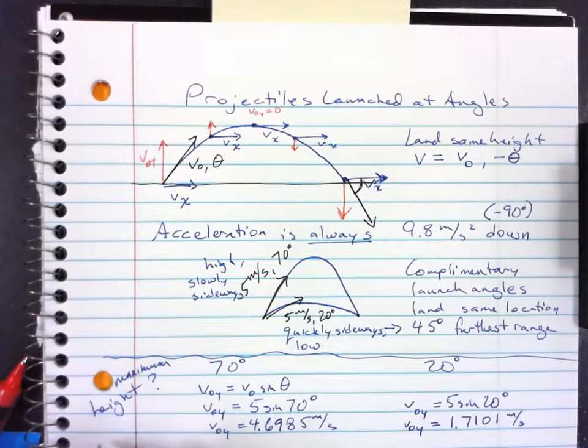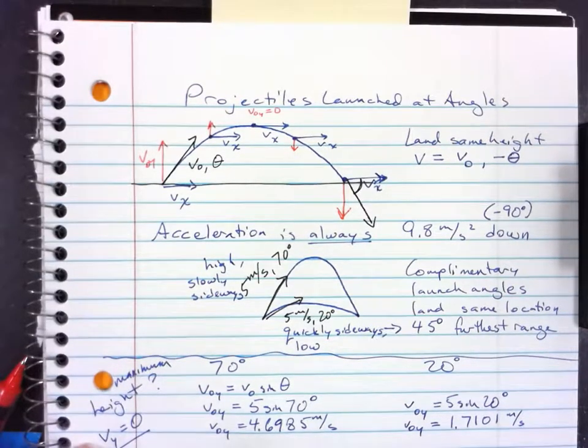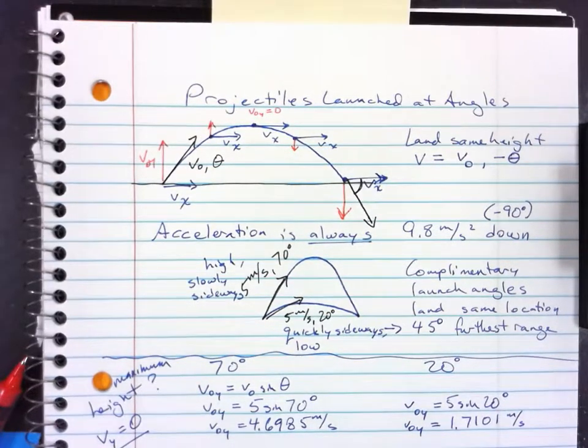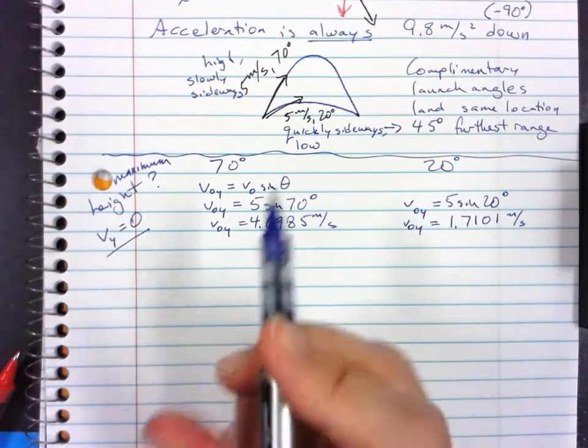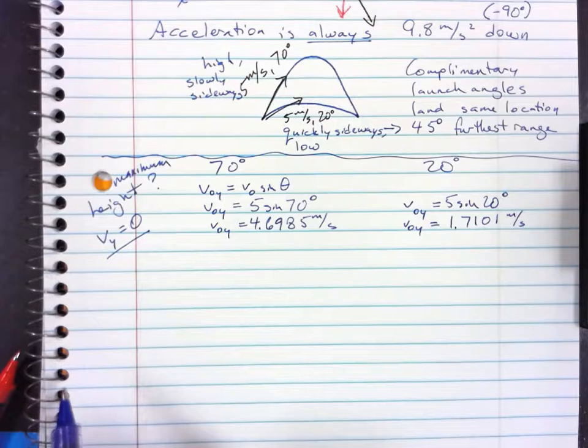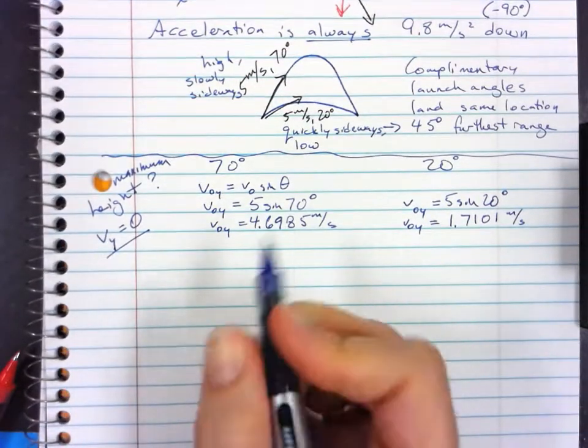At maximum height, the vertical velocity is 0. Only the vertical velocity. It's still moving horizontally. Let me move the notebook up. So if we're looking for height, that's displacement. We always know gravity. We know this is 0. We want to use the third equation.